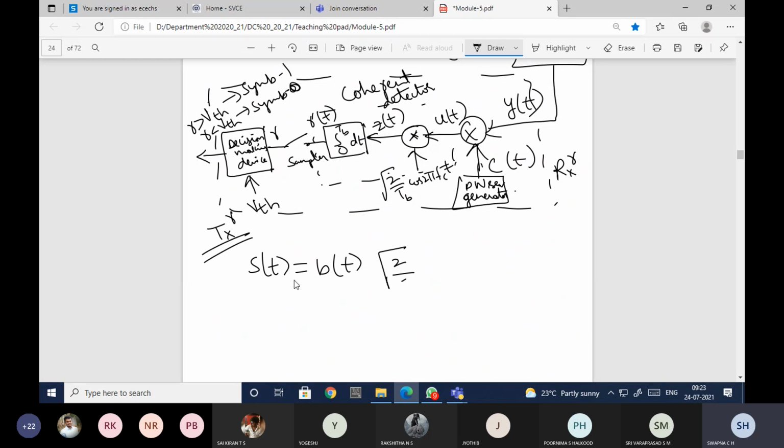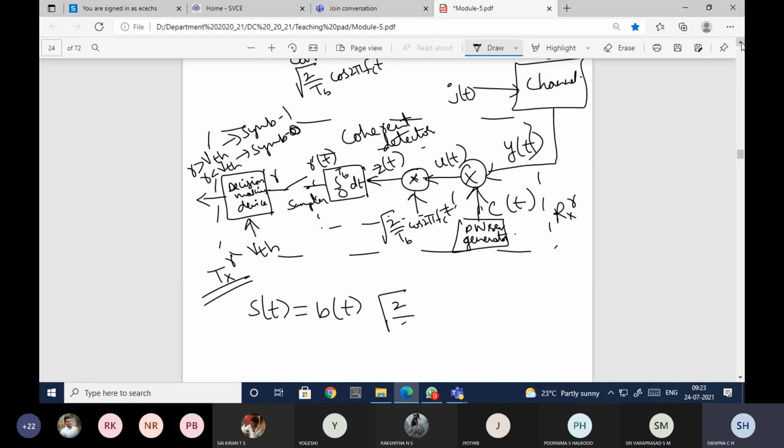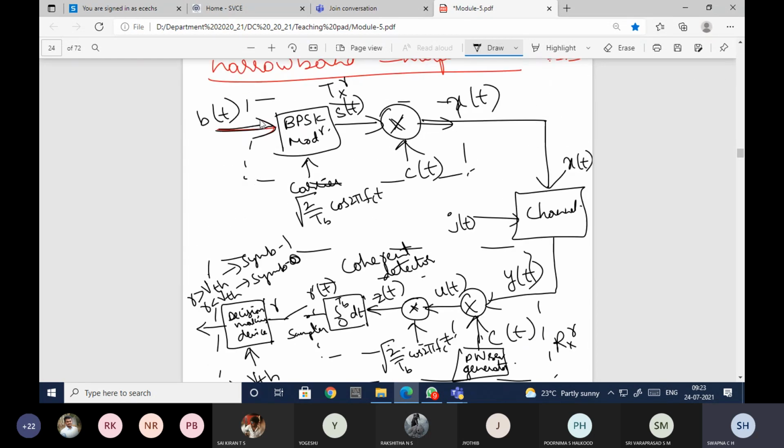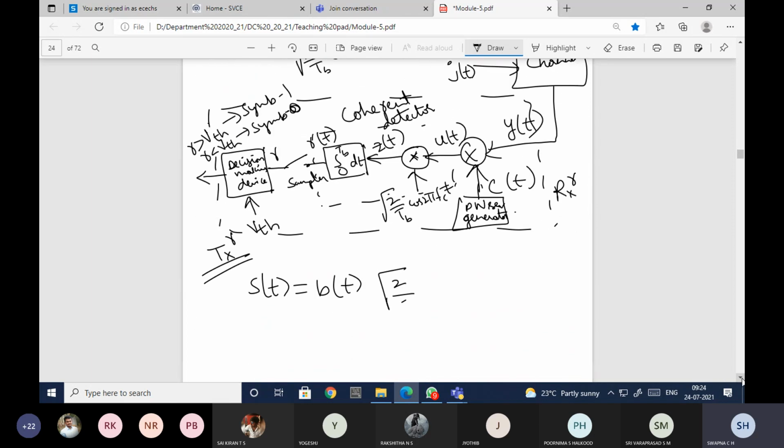Okay, I'm writing at the transmitter end. S of t is nothing but b of t, and I'm giving it to the product modulator. BPSK will have the product modulator. It will just multiply both of them and give the output. So the product modulator: b of t value will be equal to plus Eb or minus Eb.